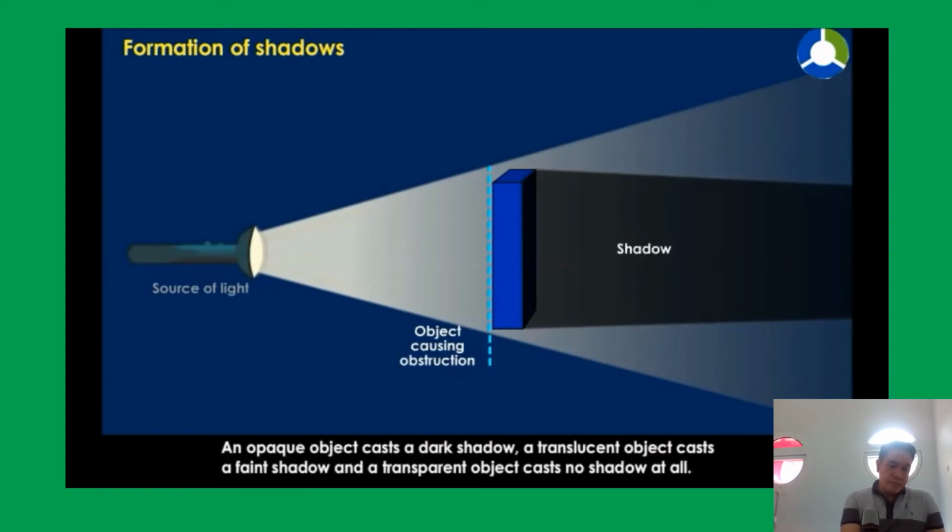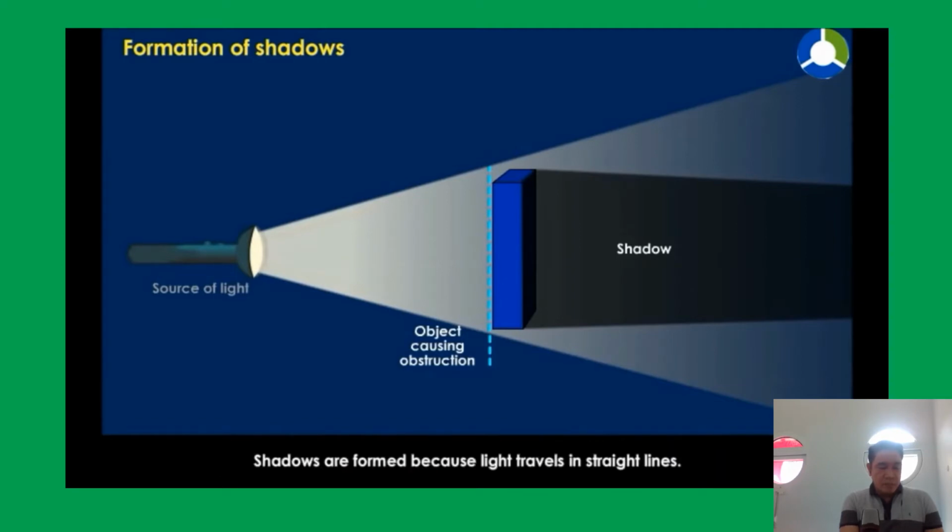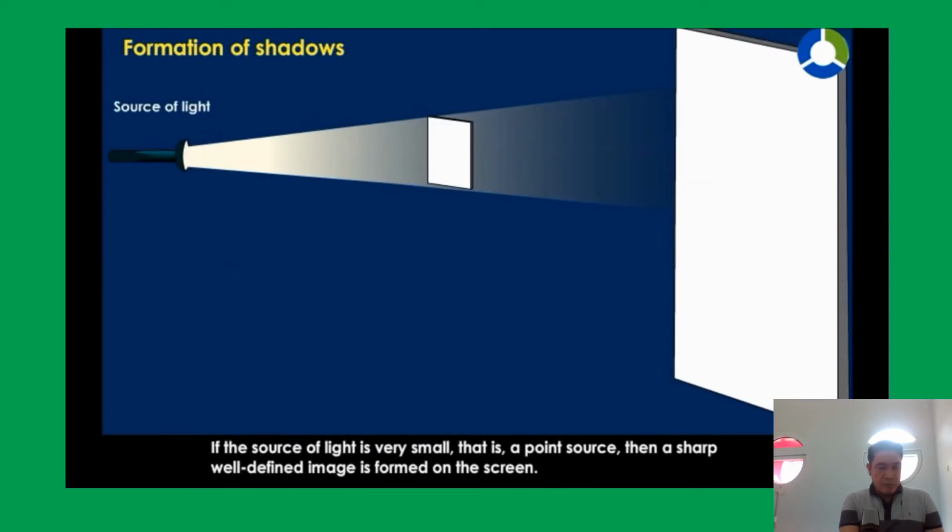An opaque object casts a dark shadow. A translucent object casts a faint shadow. And a transparent object casts no shadow at all. Shadows are formed because light travels in straight lines. If the source of light is very small, that is, a point source, then a sharp, well-defined image is formed on the screen.